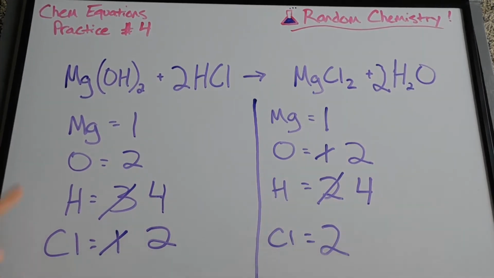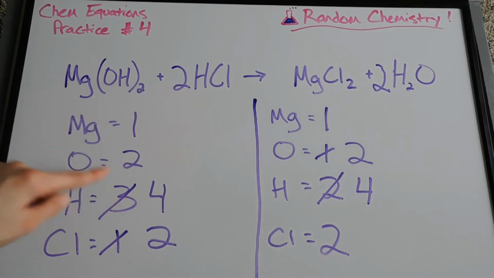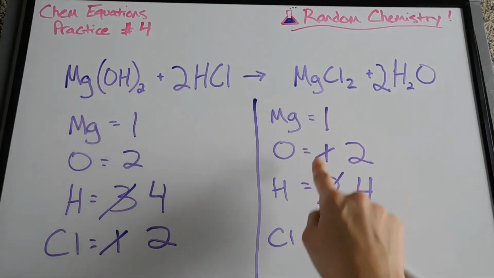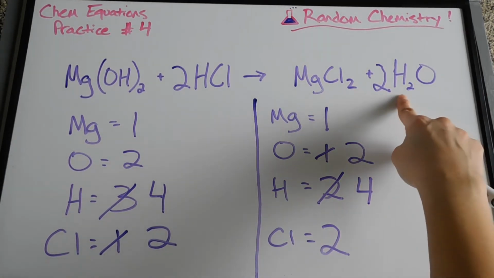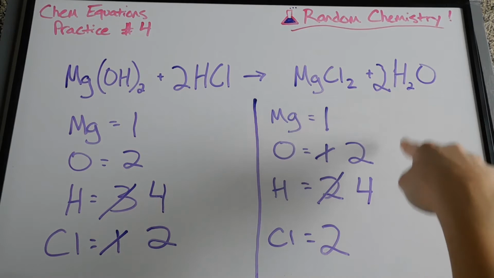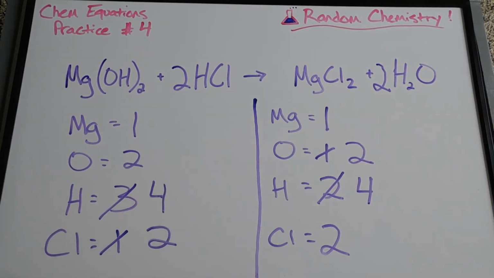So let's double check our equation. Magnesium has 1, oxygen has 2, hydrogen, there's 2 here and there's 2 here, so that's 4, and then 2 times 1 is 2. And magnesium has 1, chloride has 2, hydrogen has 2 times 2, which is 4, and then 2 times 1 oxygen is 2. This chemical equation is now balanced.